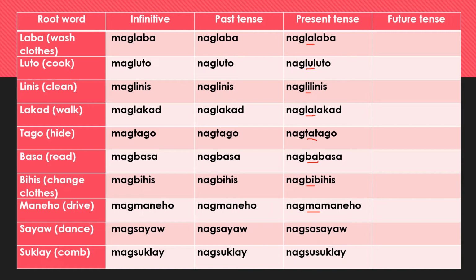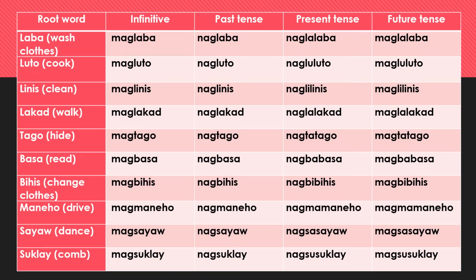Next root is sayaw. So the first syllable is sa. Nagsasayaw. Okay. Next, the root word is suklay. But we only double the SU. The rule is, you double the first syllable, only the first consonant and vowel. So the first consonant is S, and then the vowel is U. So we just double it. Nagsusuklay. Okay, so that's for the present tense.